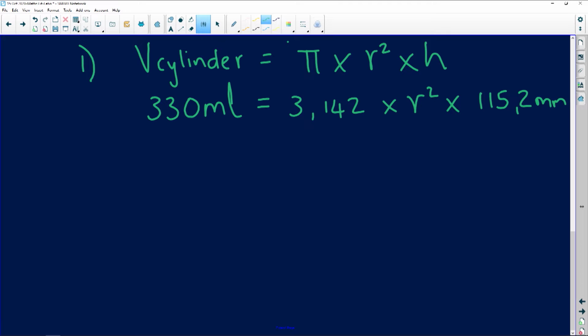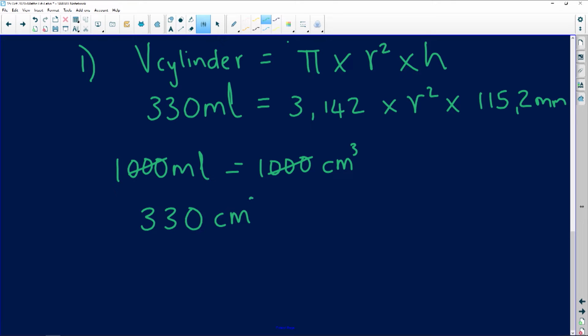So first things first, I have been told that 1,000 milliliters is equal to 1,000 centimeter cube. That means, guys, these things are equal to each other, okay? So automatically, that 330 is going to remain as 330 centimeter cube. So it's important for you to know that, okay?